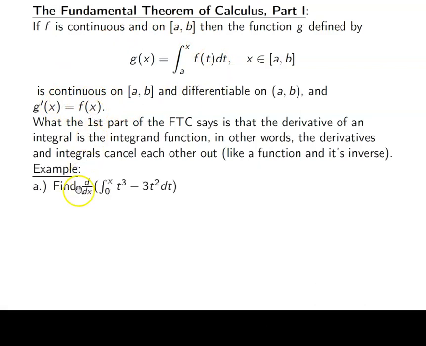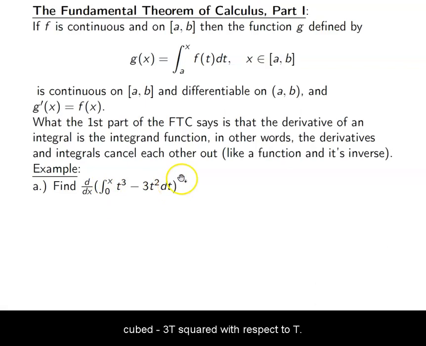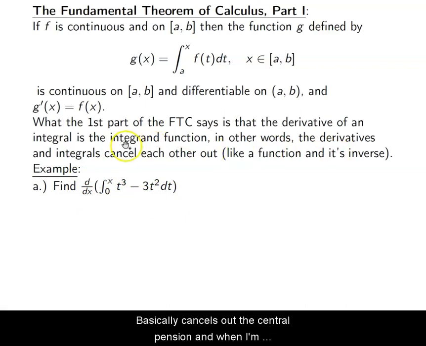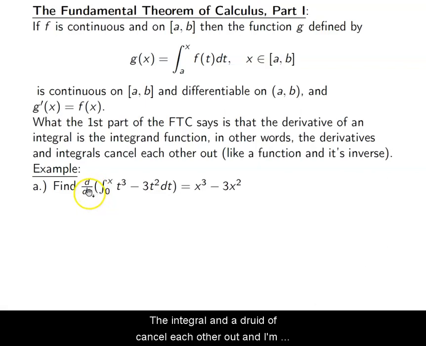So let's do an example. Let's find the derivative of the integral from 0 to x of t cubed minus 3t squared with respect to t. This derivative basically cancels out this integral, and what I'm left with is the integrand function, but with x as the input instead of t. So the integral and the derivative cancel each other out, and I'm left with the exact same function, t cubed minus 3t squared, but in terms of x. So this is x cubed minus 3x squared.